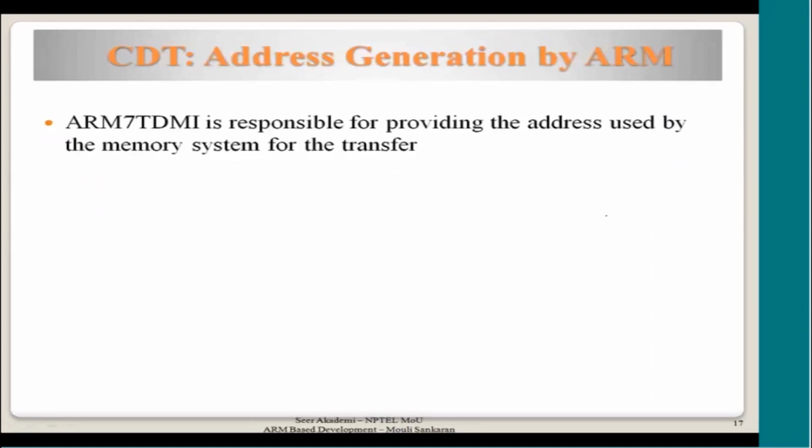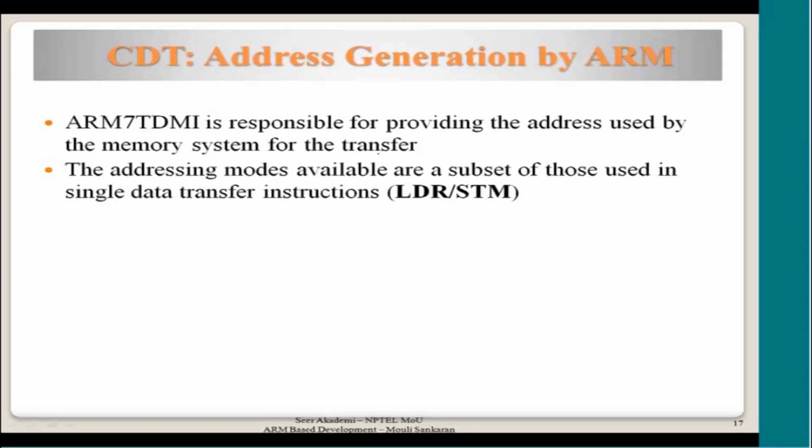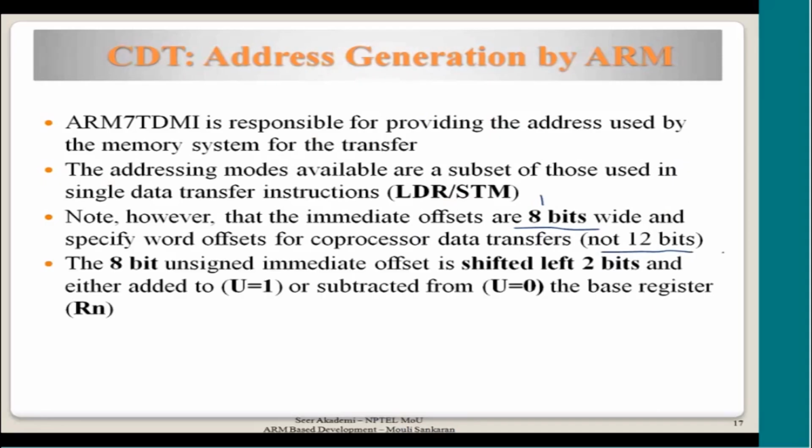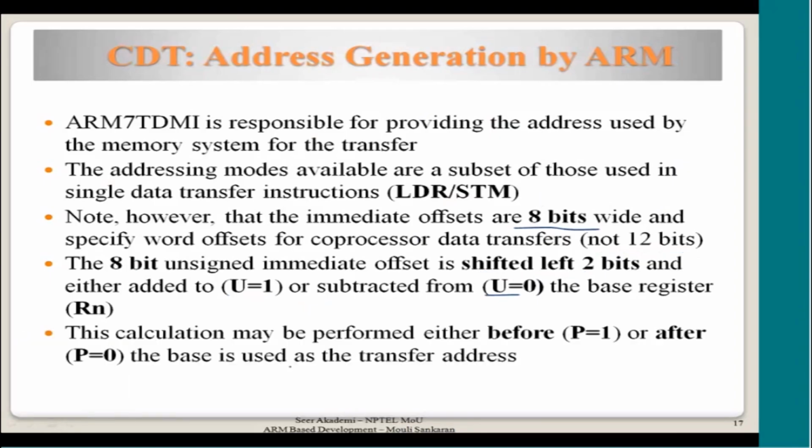Okay, so ARM is responsible for providing the address used by the memory system. I have explained you already. The addressing modes available are all similar to LDM. Note however that the offsets are limited. Originally it was 12 bits in ARM mode, but in coprocessor instruction it will be only an 8-bit offset, and it is shifted left by 2 bits because the offset is given for the words, because we are sure that only a word transfer can happen. Whether the offset is subtracted or added is based on this bit pattern, because you do plus hash or minus hash offset, that decides the addition or subtraction.